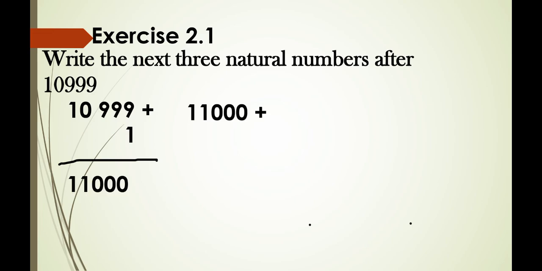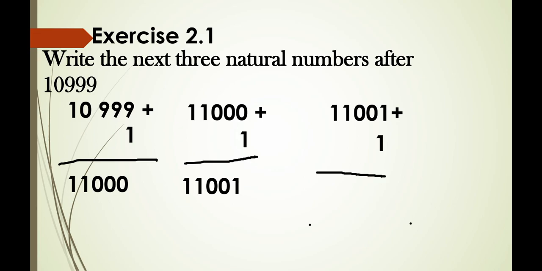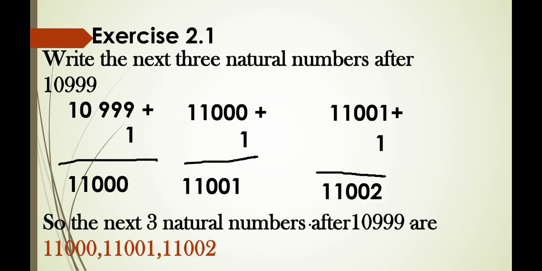After 11,000, what's the answer? 11,001. Then comes 11,002. So the next three natural numbers after 10,999 are 11,000, 11,001, 11,002. Okay.